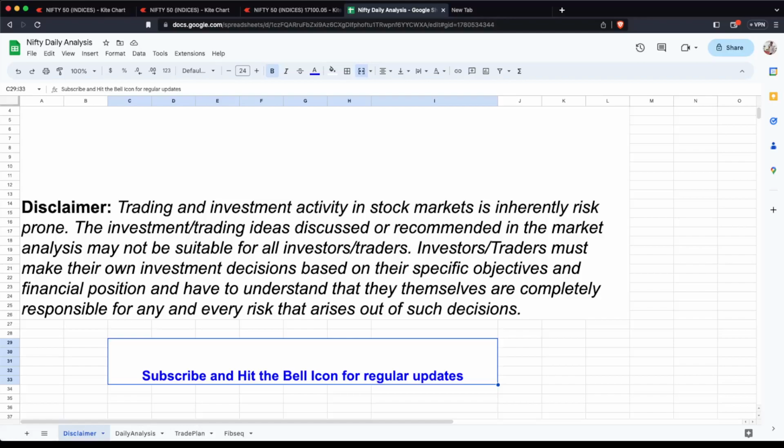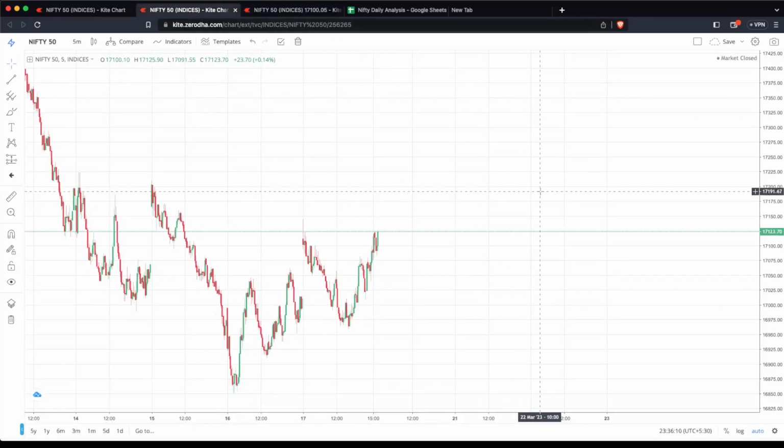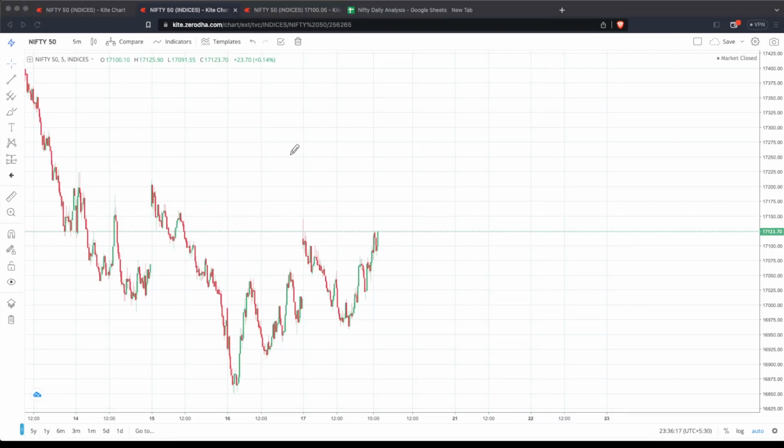Hello friends. So in this video we are going to discuss how to trade a wedge pattern. Before going into how to trade a wedge pattern, let us briefly get an understanding of what a wedge pattern is, when it comes and how it looks. A wedge pattern typically appears in a downward trending market.